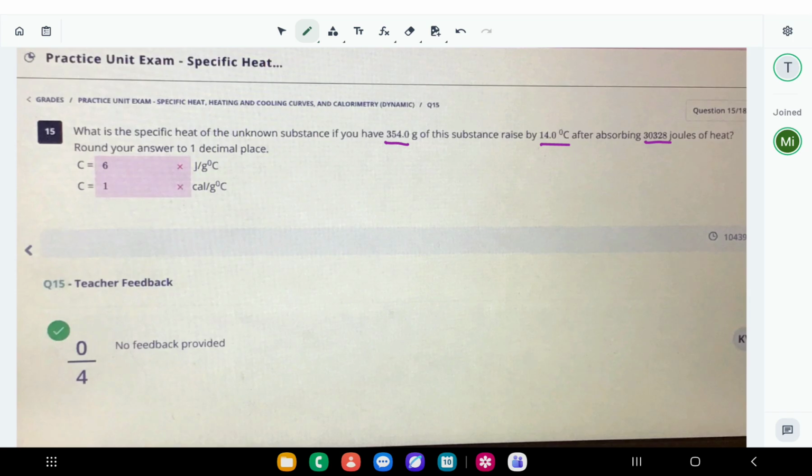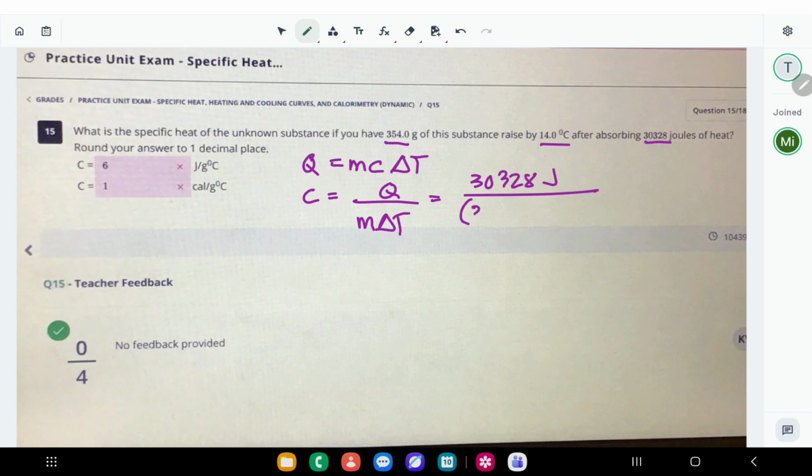We'll see. Okay, so Q equals mc delta T. We're given delta T, 14. So c is equal to Q over m delta T. So Q is 3,328 joules divided by the mass, which is 354.0 grams, and delta T is 14 degrees Celsius.